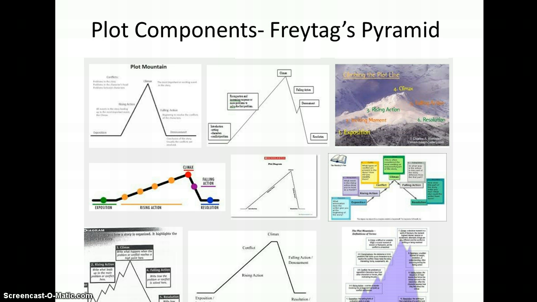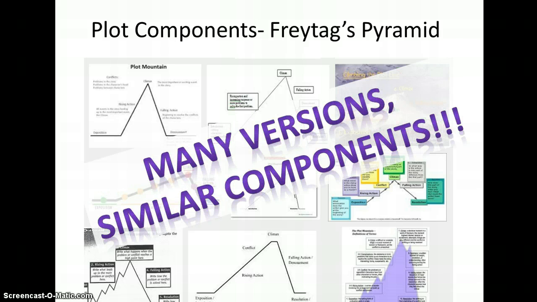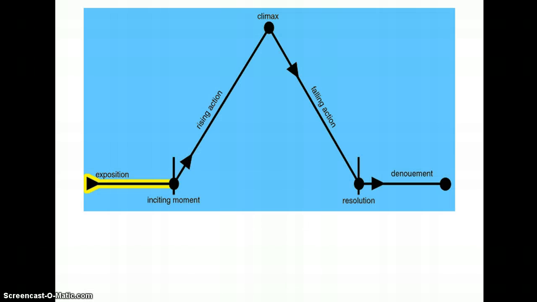A lot of times you'll see something along these lines. The technical name for it is Freytag's pyramid. We also like to call it the plot mountain or the plot scale. Depending on who the teacher is, you will sometimes see different elements on it, but most of them are the same wherever you go. So, there we go, many versions, similar components. So let's take a look at these components.